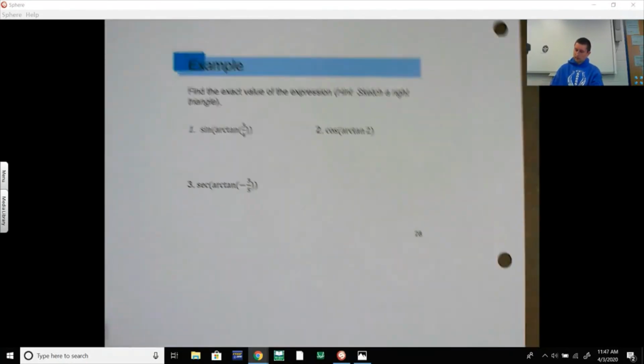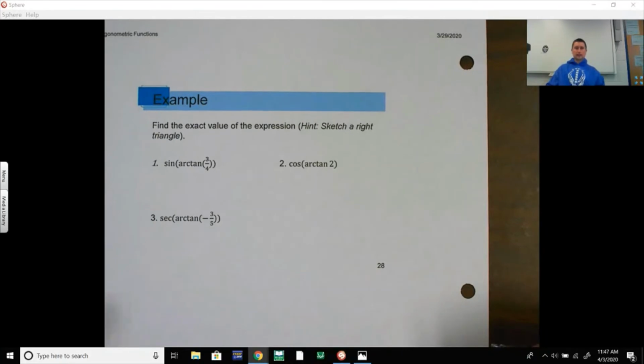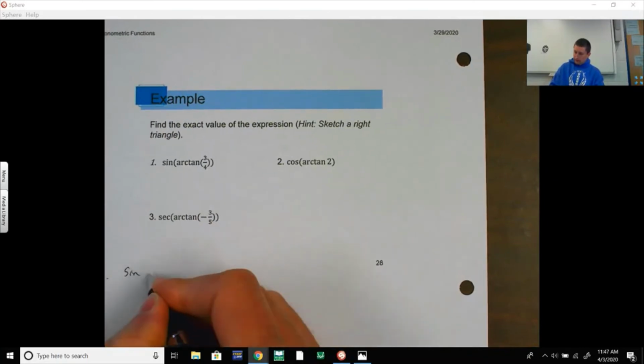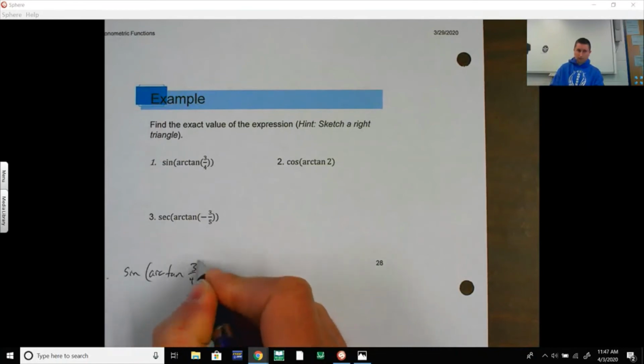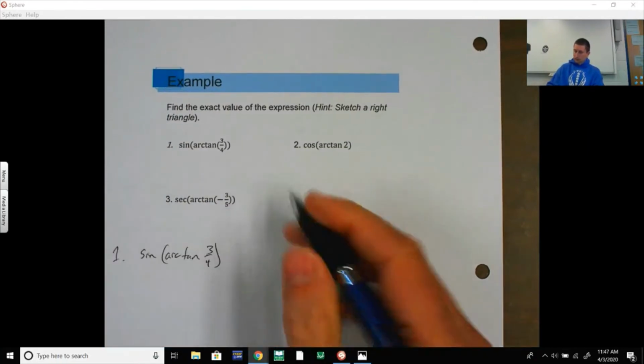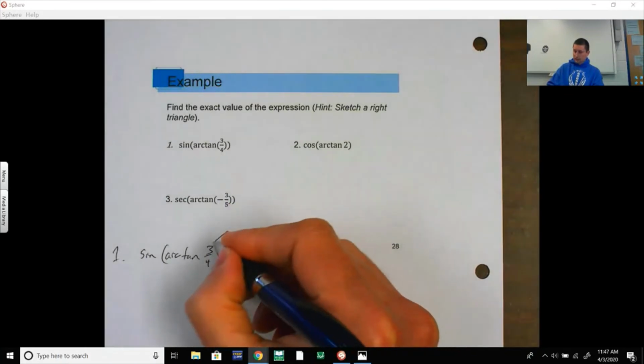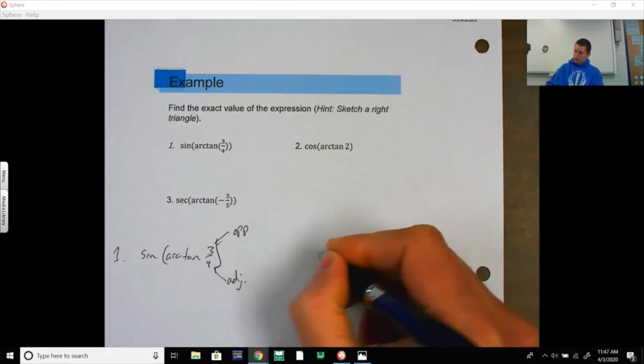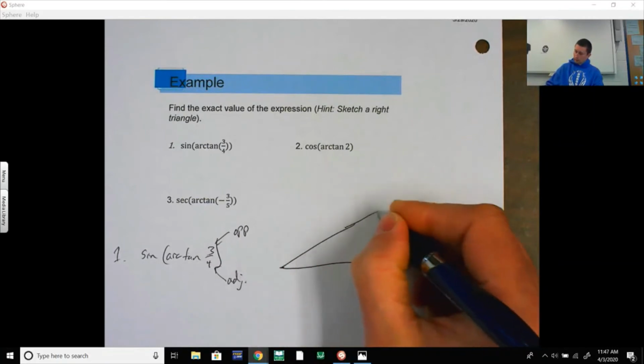Those are pretty nice. Okay, find the exact value of the expression. Hint, sketch a right triangle. So, I'm going to come down here, have some more room. The sine of the arctangent of 3 over 4. This is number 1. So arctangent, this is the opposite side. This is an adjacent side for a triangle. So I'm just going to draw a right triangle. It doesn't have to be to scale.